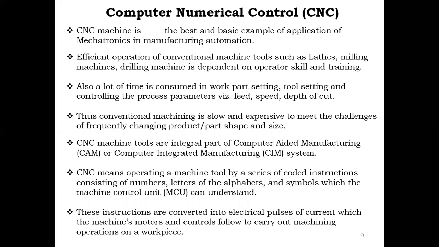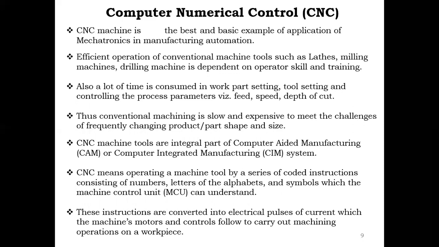So first one, we will see one by one. The first one is computer numerical control, that is CNC. CNC is a machine. It's the best and the basic example of application of mechatronics in manufacturing automation. The efficient operation of conventional machine tools such as lathe, milling machines, drilling machines is dependent on the operator skill and training. But CNC is an automated machine.